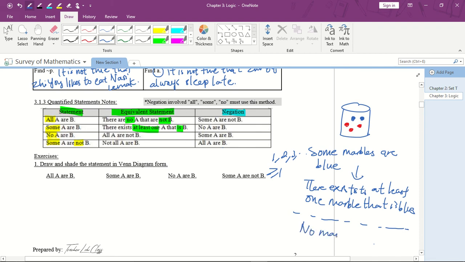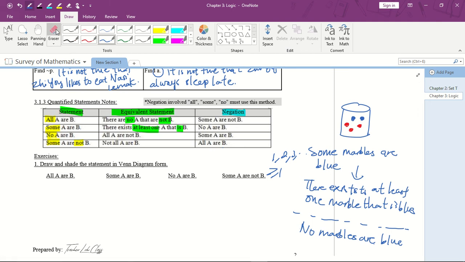No marbles are blue, which is a false statement, right? Both of these are true, and this is the false one. This is how we write a quantified statement in its negation form.